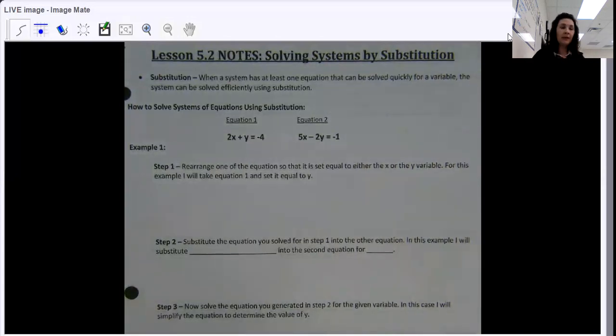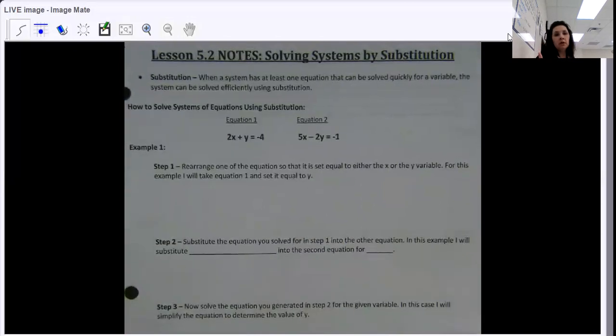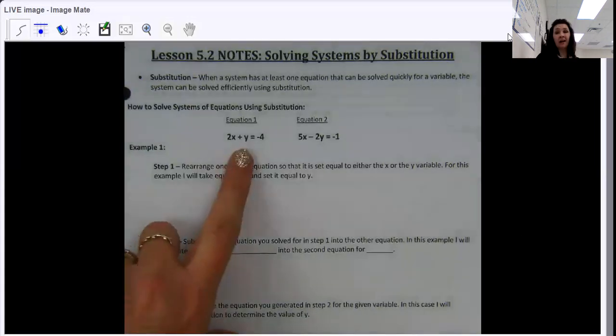So this very first page is going to walk you through step by step how to do one problem. So we are going to start with this very first step. And this step tells us that we're going to rearrange one of the equations so that it's set equal to either the x or the y variable. For this example, I will take the equation 1 and set it equal to y. And again, I'm doing this because this variable does not have a coefficient in front of it. So it's going to make it pretty easy.